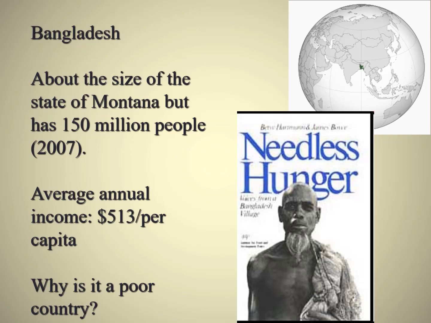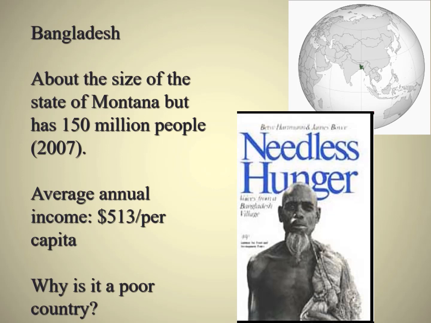And it's also a very densely populated country. It's only about the size of Montana, but it has 150 million people in it. It's one of the most densely populated countries on the planet. It's also a poor country. The average annual income is a little over $500 per capita, meaning they're basically a subsistence economy. They don't really subsist by wages or cash economy. They do, but true economic security is having access to land so you can grow your own food.